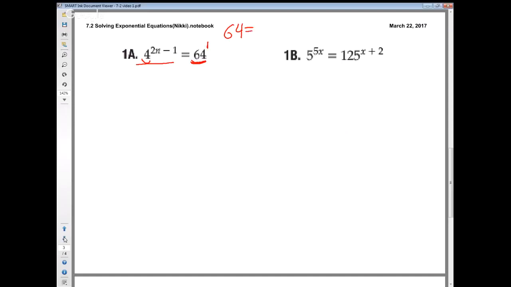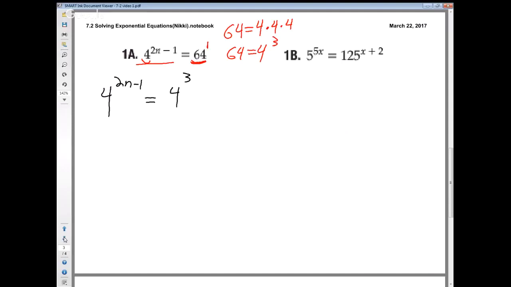And if you want to check, 64 is the same thing as 4 multiplied by itself 3 times. So in other words, 64 is the same thing as 4 cubed. So let's use that fact to help us rewrite our equation. So we'll have 4 to the 2n minus 1, and instead of 64, let's go ahead and put 4 cubed.